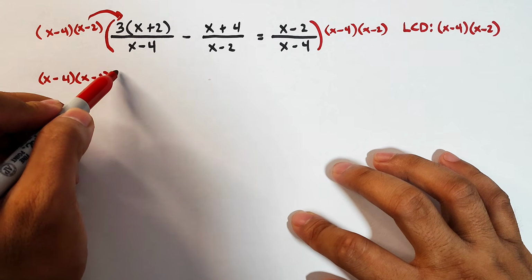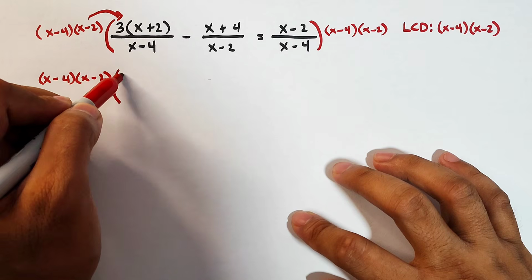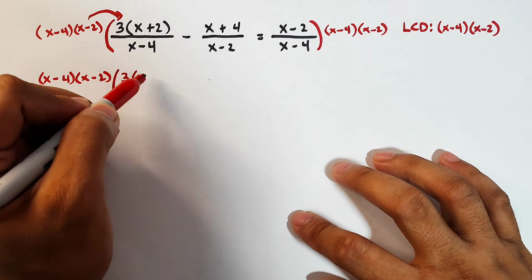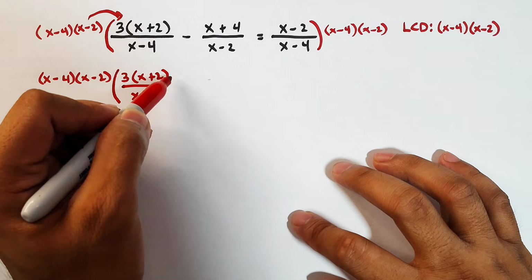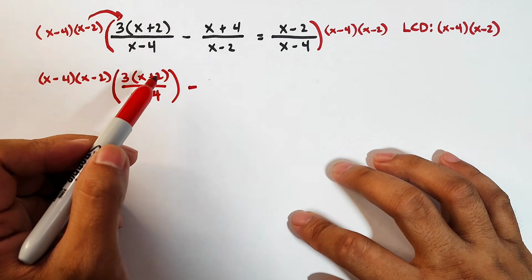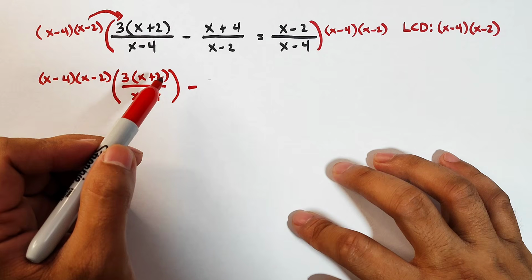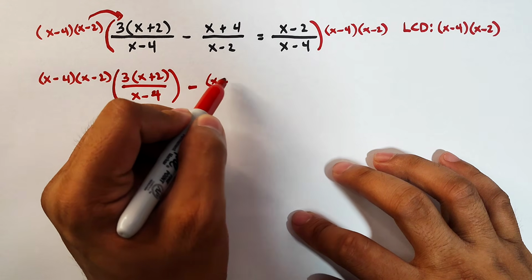Then, this one, 3 times x plus 2 over x minus 4. Then minus, here, for this term, we have x minus 4.